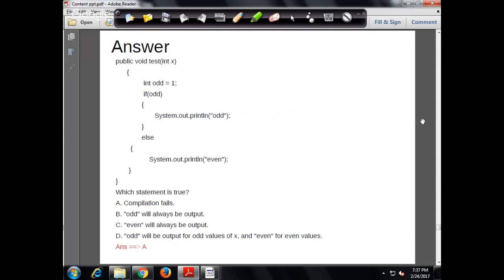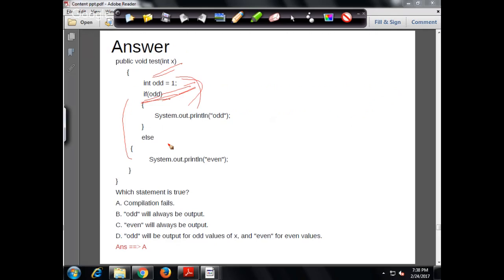And the correct answer is A, compilation fails. Now let me quickly explain why the answer is A. It's pretty simple, as I showed you in this tip. If you see the statement here, if odd, the data type of odd is integer, correct? Now within the if statement, the condition cannot have the data type of integer. It can only have a Boolean data type, either a true or a false. So the program will not move forward. It is simply going to throw a compilation error at the second line itself.